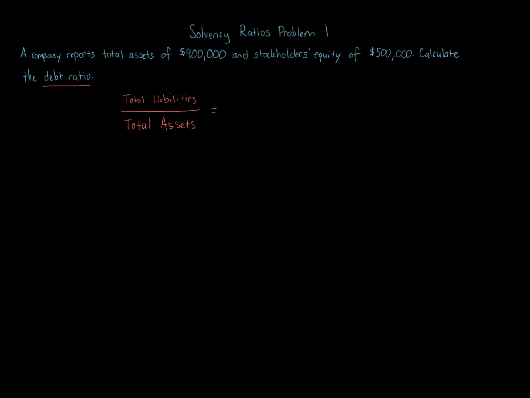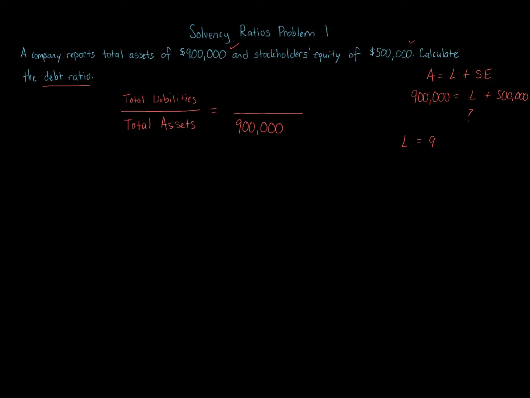We know total assets are $900,000, so we can put that in the denominator. We're only given two pieces of information: total assets and total stockholders' equity. Now using the accounting equation, assets equals liabilities plus stockholders' equity. If we know assets are $900,000 and stockholders' equity is $500,000, we can solve for liabilities.